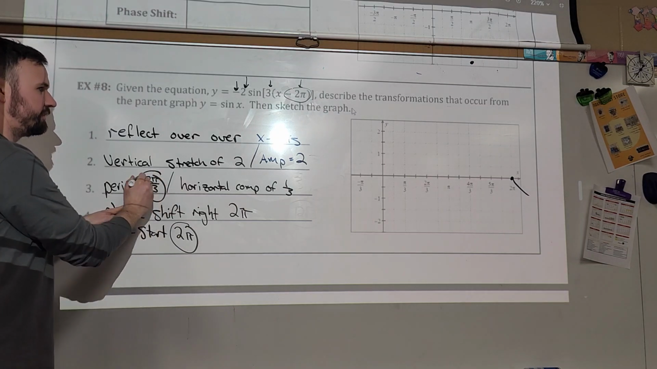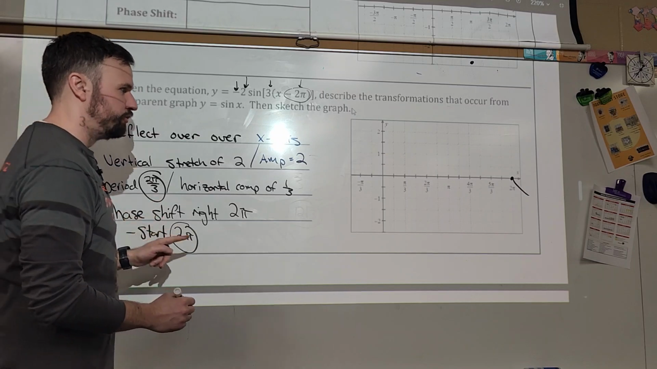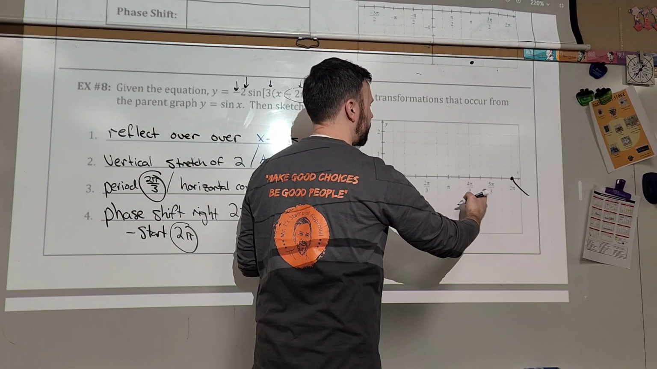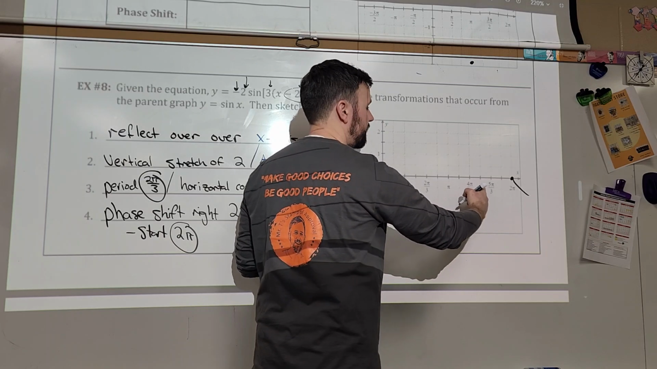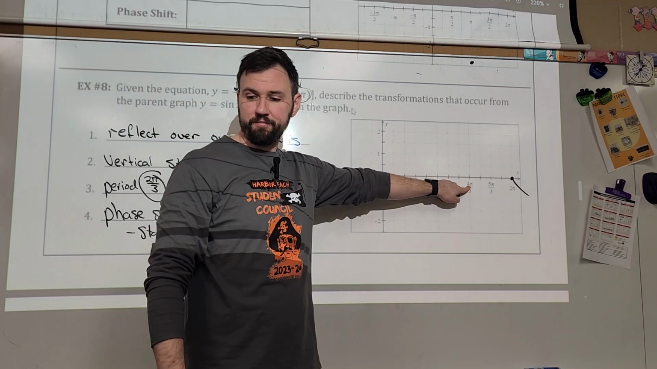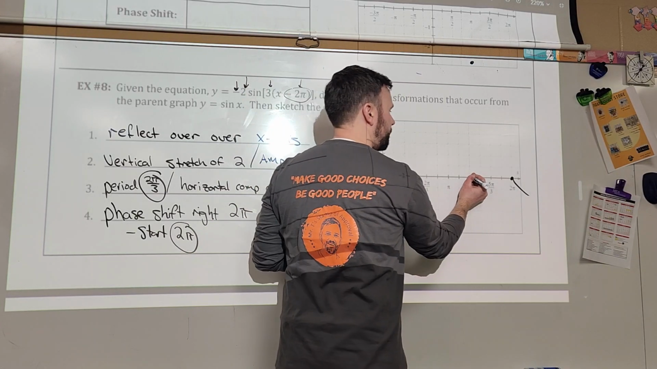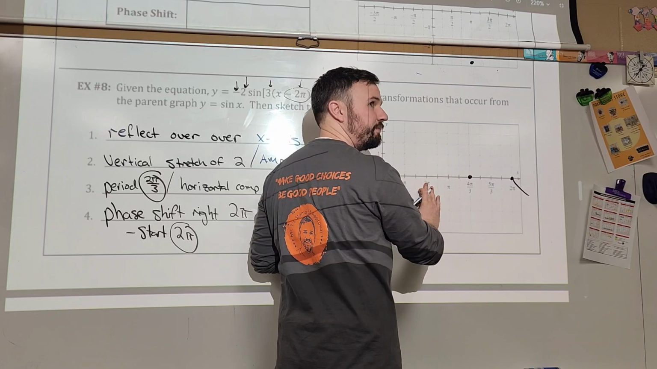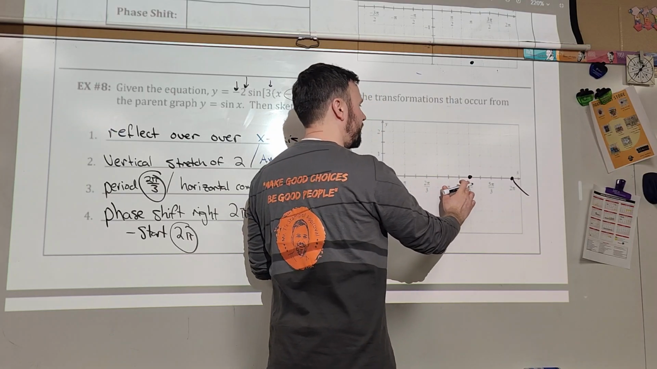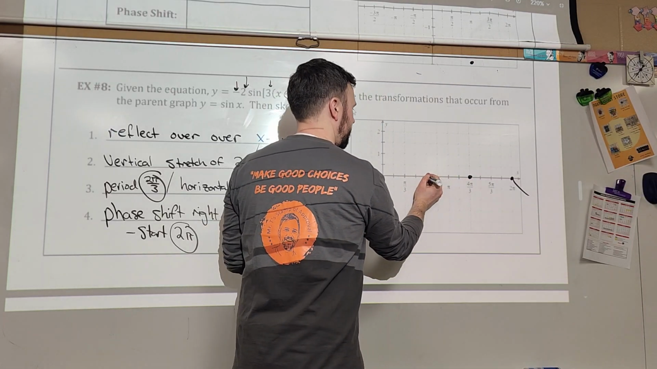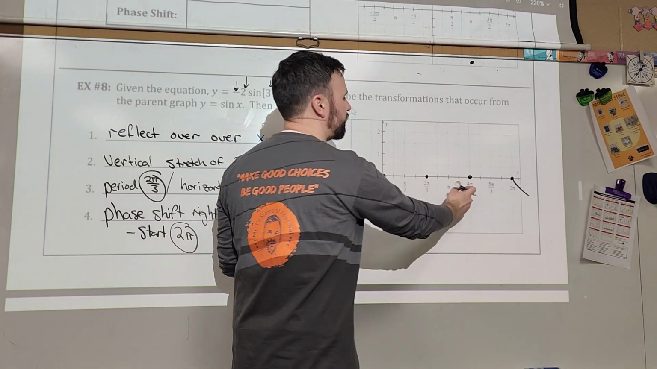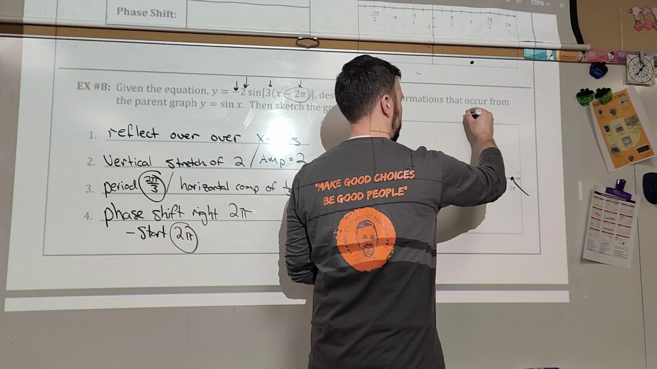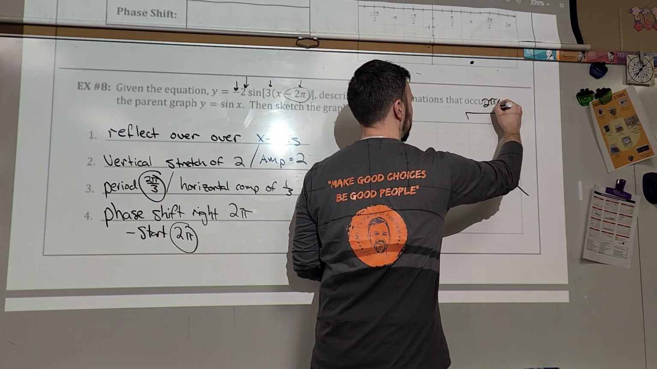What's my period? 2 pi over 3. So if I go over 2 pi over 3, that's 1 pi over 3. That's 2 pi over 3, right? So what's going to be at that? This is another 0 because I'm going to restart, right? Every 2 pi over 3 is going to be a 0, with a full graph, because that's my period.